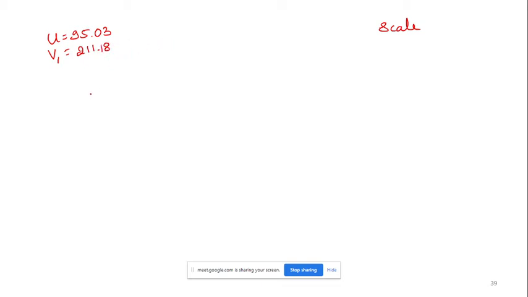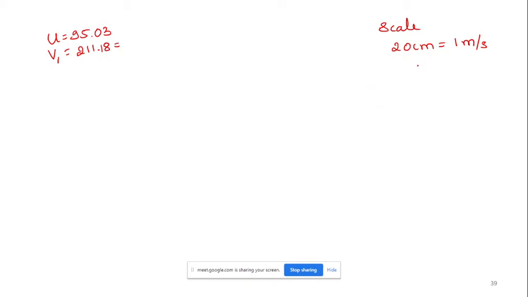So let me take like 20 centimeter. 20 centimeter equal to 1 meter per second. Let me take the scale value as 20 centimeter equal to 1 meter per second. So according to that, 211.18 divided by 20. How much centimeter will we get here?